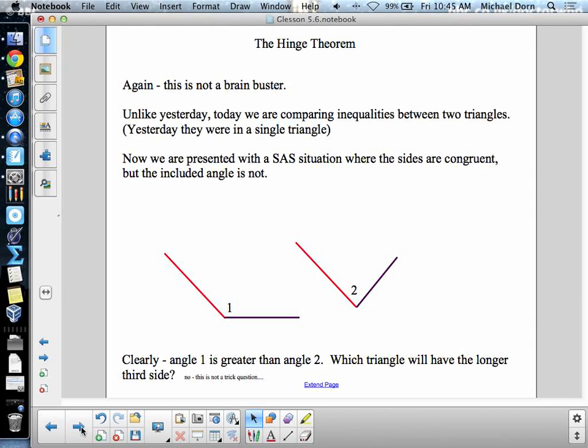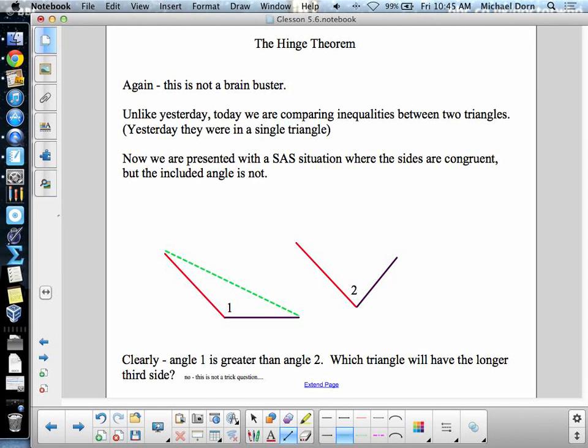Hinge theorem. The hinge theorem is what we're going to talk about today. And again, this is not going to be something that's extremely difficult. This is not very hard. We kind of talked about it yesterday with the fly swatter example. If I open the angle wider, the third side gets wider. If the angle is smaller, the third side gets smaller.